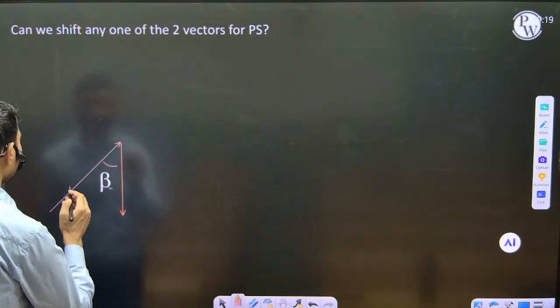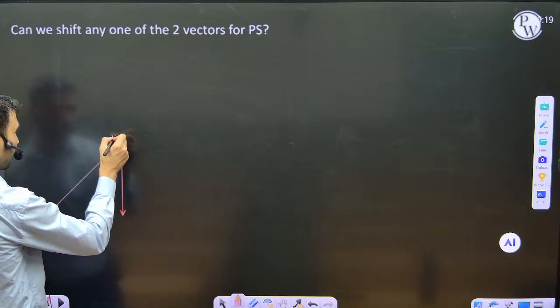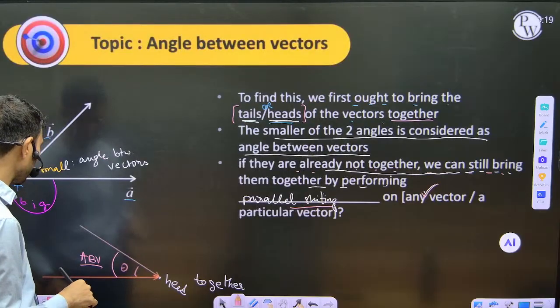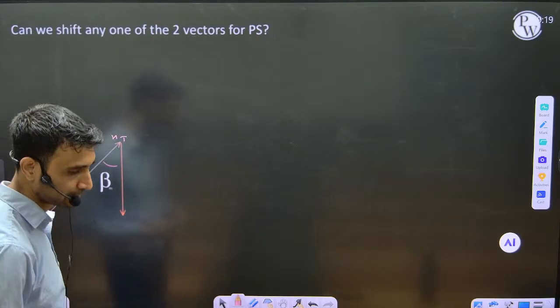So here what is together? Head and tail are together, right? Tail and tail is not together. Head and head is not together. What is together? Head and tail is together.